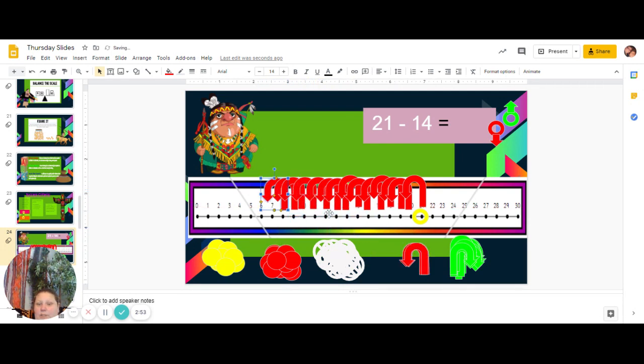and 14. And as you can see, I stopped at the 7, so I would put here 7. So 21 minus 14 equals 7.